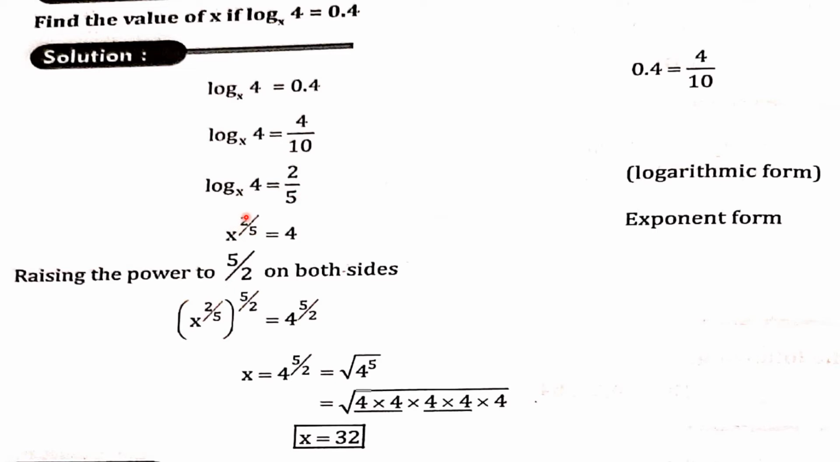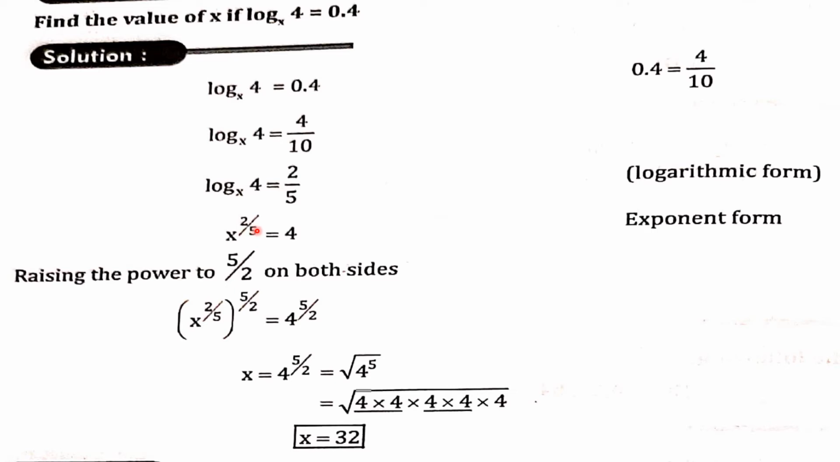So now into exponential form, x to the power 2 by 5 is equal to 4. Now what you are supposed to do? You have got x to the power 2 by 5 and you have 4. If you have anything common, then you can find out the value of x easily. So in these type of cases, what you are supposed to do is, here you have 2 by 5.